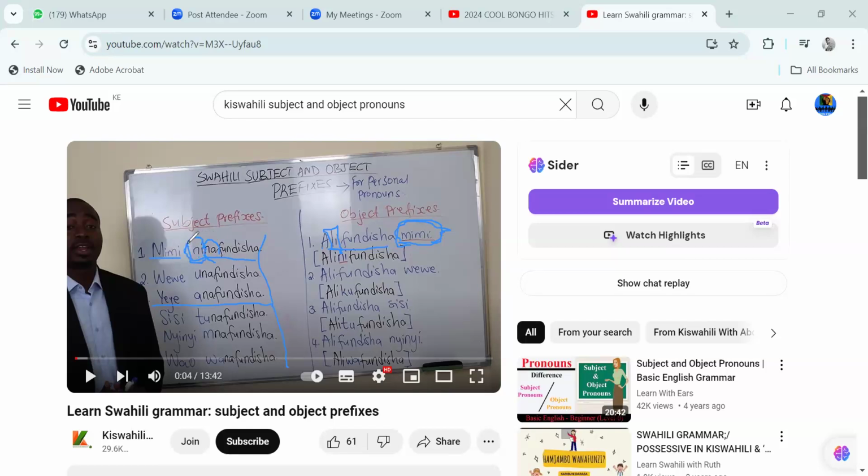Now, for you to make this prefix in this sentence, alinifundisha mimi, without using mimi, you insert the word ni. You see here where the ni has been inserted? Where I'm underlining. So you insert the word ni, which is now the prefix that stands for the pronoun. So you don't have to repeat the word, alinifundisha mimi. You can just say alinifundisha. This now becomes a perfect sentence, which means you have factored in the pronoun by using its prefix, which is ni. And then this sentence becomes complete. So alinifundisha.